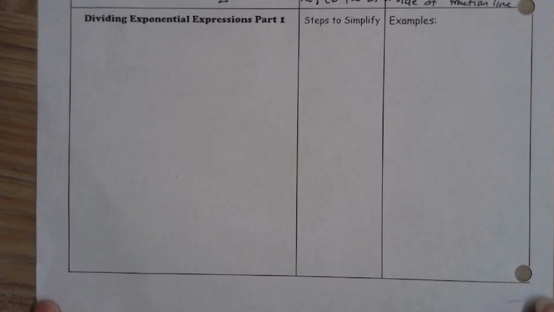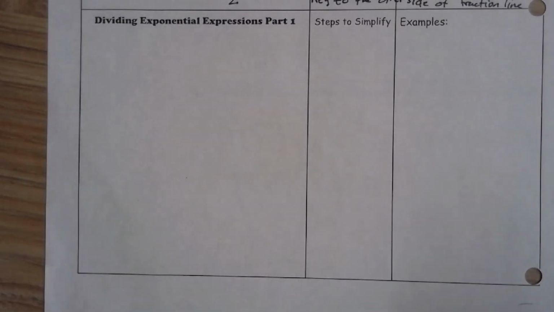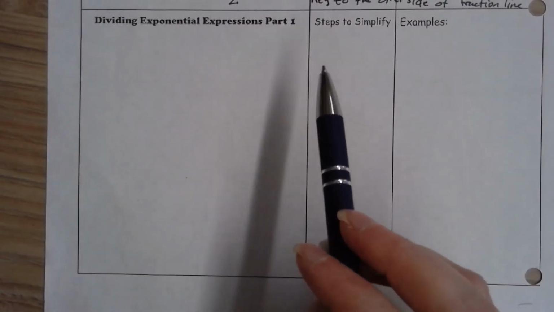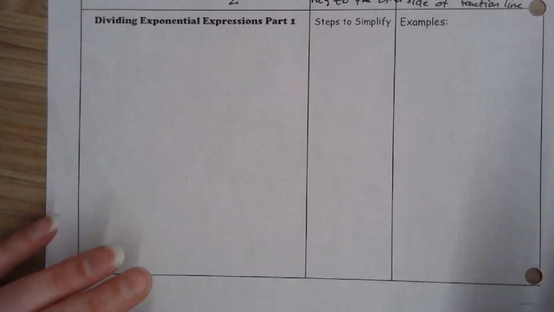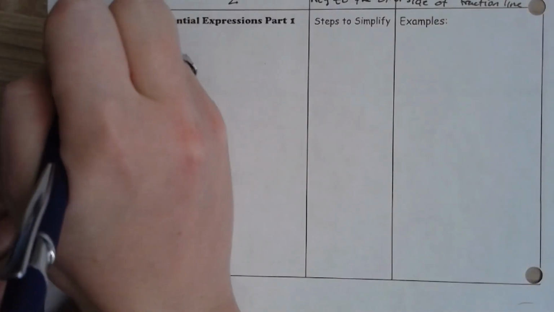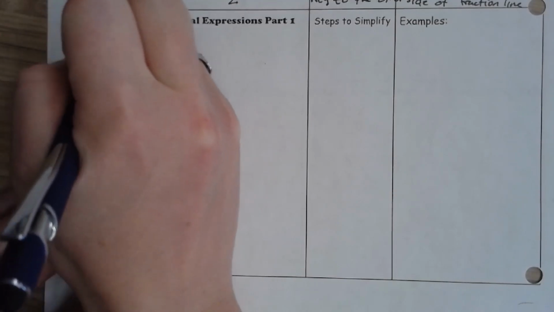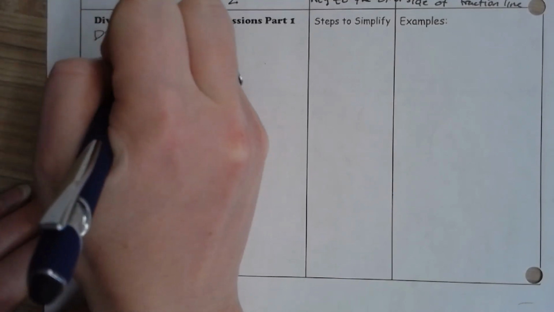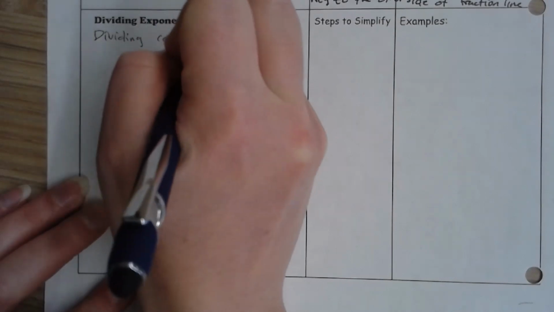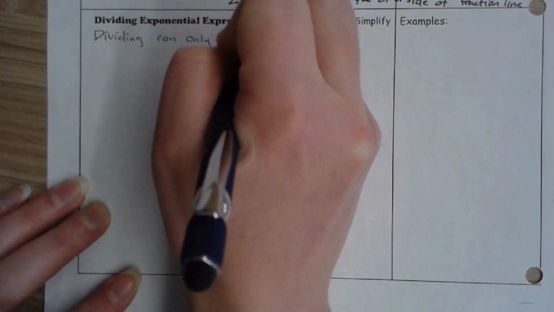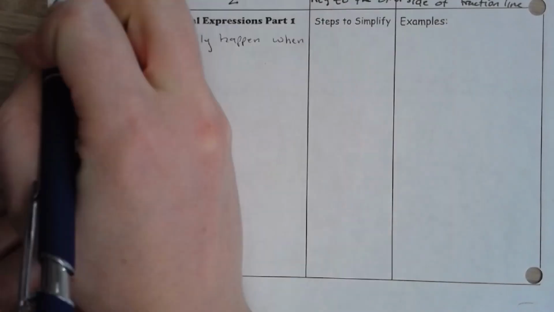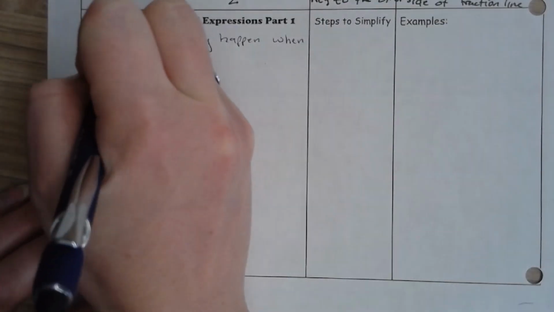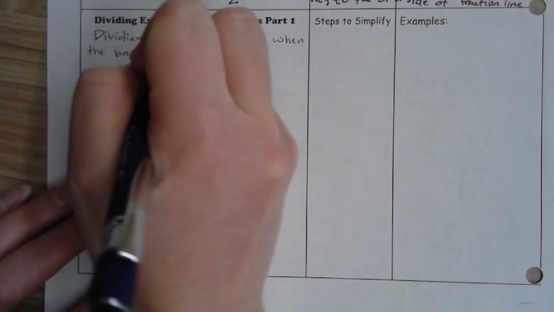Anyway, so we are on dividing exponential expressions part 1. Okay. We're going to go ahead and just take our notes, and first off we are going to do dividing. Dividing can only happen when the base is the same.